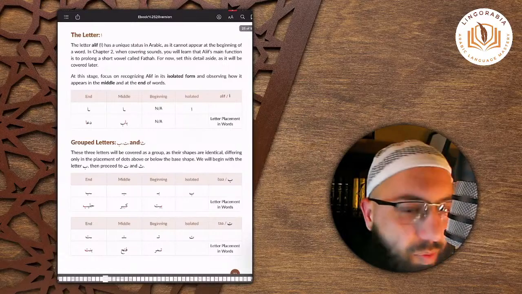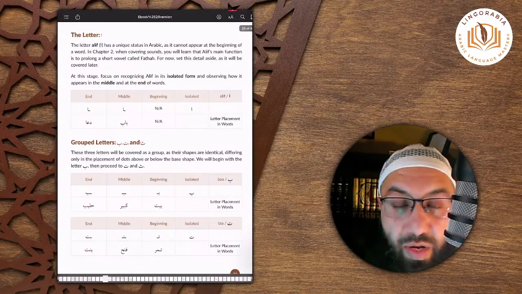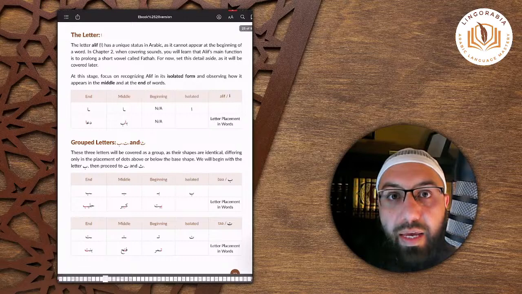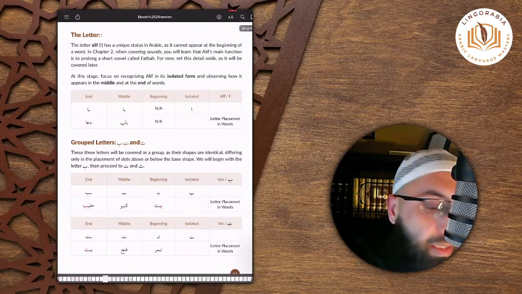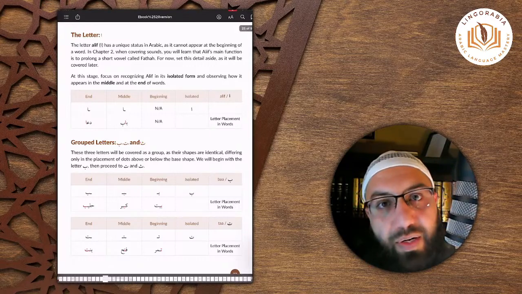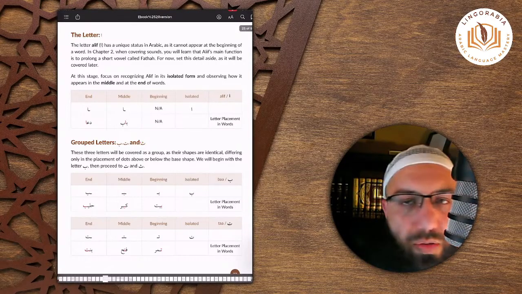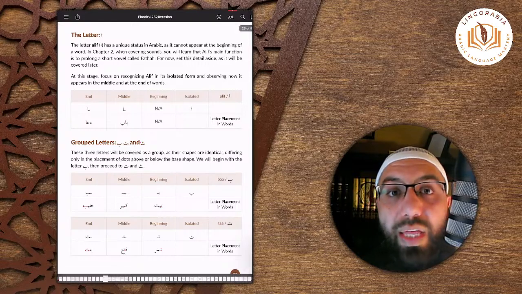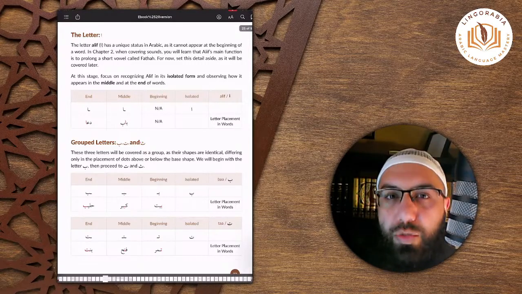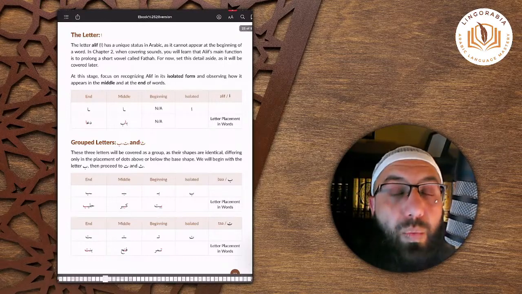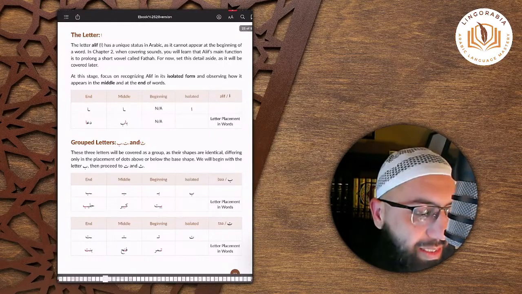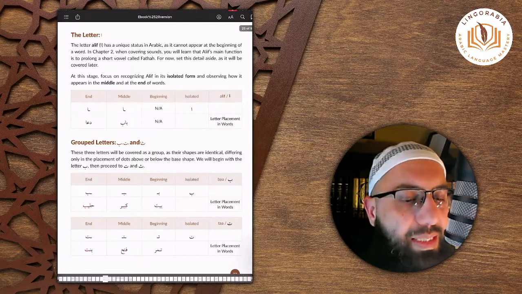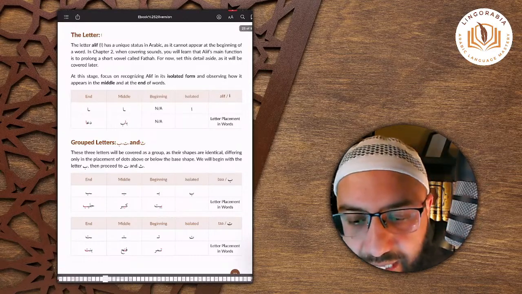First was the first one, the alif, and then we got the next letter, and at the end it still connects.